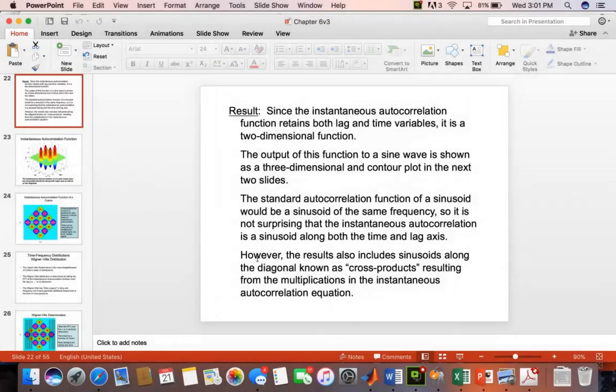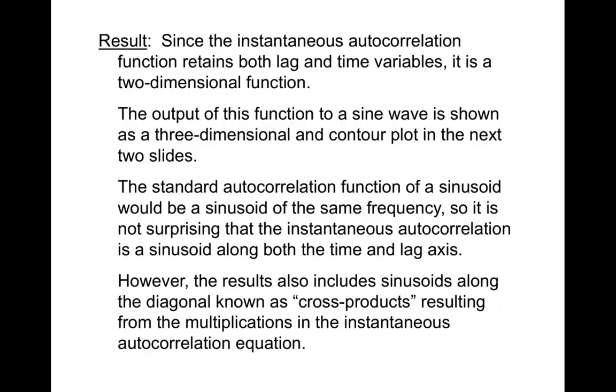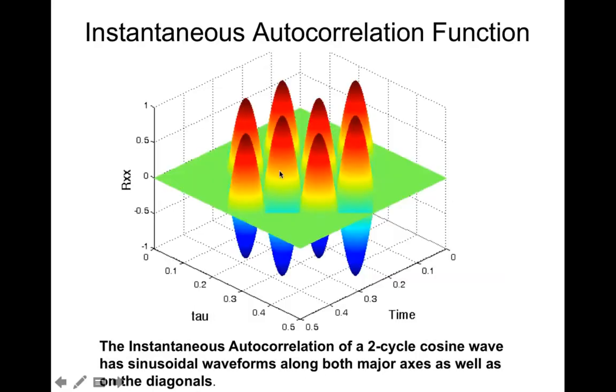Okay, I want to come back to the concept of the instantaneous autocorrelation and how taking the Fourier transform of the instantaneous autocorrelation results in a time and frequency plot. So let's go back. This is from the previous lecture. This was a sinusoid correlated with itself. And so here we have time and here we have tau, which was the lag variable.